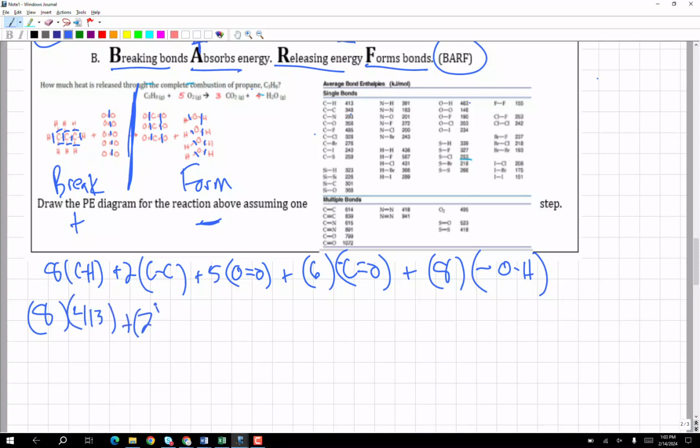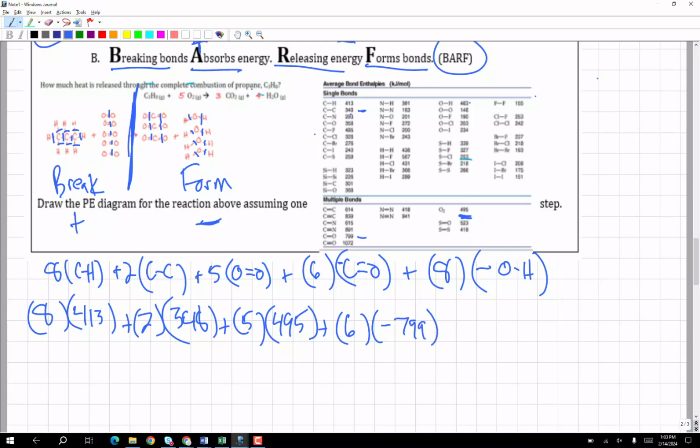Plus 2 carbon to carbon is 348. Plus 5 O. Now this is the O and O2, so we're going to use that, 495, plus 6 times negative. Carbon to oxygen is a double, carbon to oxygen double, 799, plus 8 times negative O to H. I'm so slow finding this today. Negative 463.